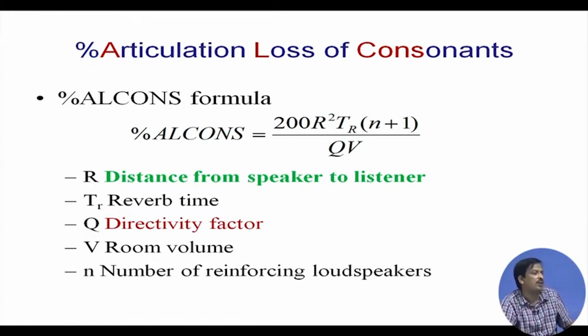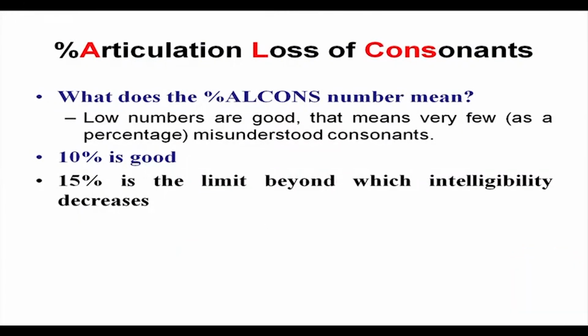Now, what does the percentage Alcons number mean? If the percentage articulation loss of consonant is very low, then the loss of consonant is low. So, it is good if the percentage Alcons value is low, meaning fewer consonants are lost. If the intelligibility of the speech is measured based on the percentage Alcons, then the percentage Alcons should be low to make the speech more intelligible, because the loss of articulation is less.